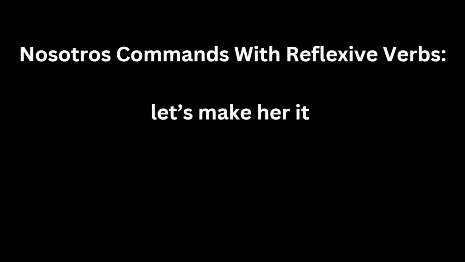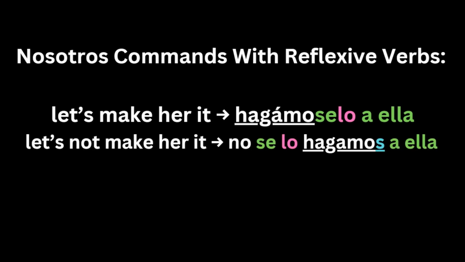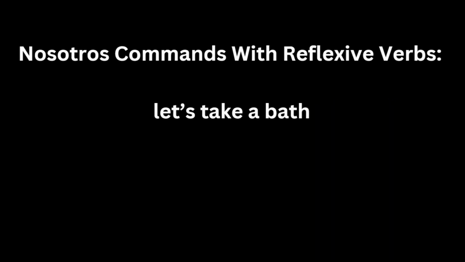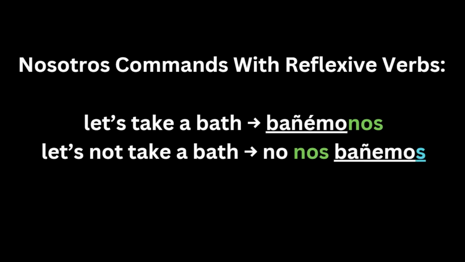How would you say, let's make her it? Hagámoselo a ella, with the s dropped from the verb. In the negative, the phrase is, no se lo hagamos a ella, let's not make her it, with an s present in the verb. How would you say, let's take a bath? Bañémonos. In the negative, the phrase is no nos bañemos, with an s in the verb. That's what happens when nos and se are attached to the verbs in the affirmative form.